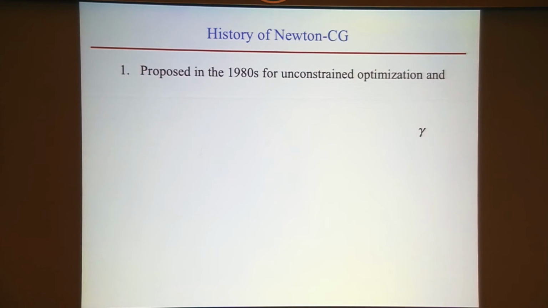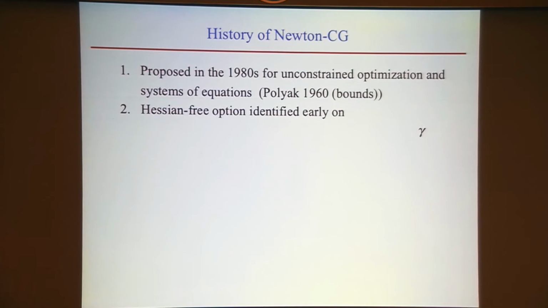I'll just put a couple of slides and then I'll start talking about how to apply this method in machine learning. So just to summarize everything that I've said, which is pretty much textbook material, the Newton CG method dates from the 1980s, developed for unconstrained optimization and systems of equations. There is actually something that could be called the Newton CG method earlier by Polyak in the 1960s for bound constrained optimization. The gradient projection method with CG, a very interesting paper, has sort of the essential idea of a Newton CG method. The fact that the conjugate gradient method can be used in a Hessian-free environment was identified early on.